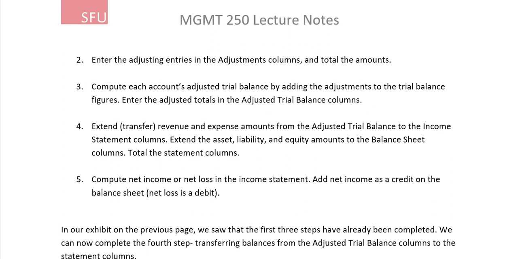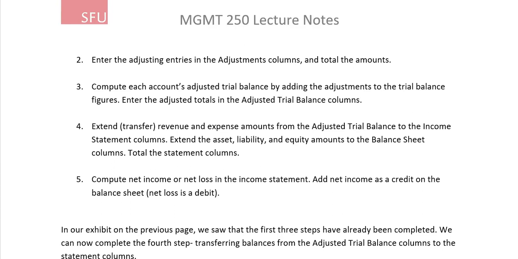Step 2, we enter in our adjusting entries in the adjustment columns, and once again we total the amount. Again, debit should equal credit. Step 3, we compute each account's adjusted trial balance by adding the adjustment to the trial balance figures, and then we enter the adjusted totals in the adjusted trial balance columns. So these three steps we should be familiar with from previous chapters.